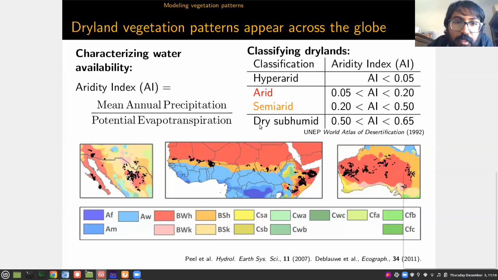And the other thing to note is that they do appear really everywhere. In this map down here, we have these black spots where vegetation patterns have been identified in the literature, and you can really see that they fall strongly within these red and orange colors, which correspond to climates classified as arid and semi-arid. So the strongest determining factor in where these vegetation patterns appear is water availability.